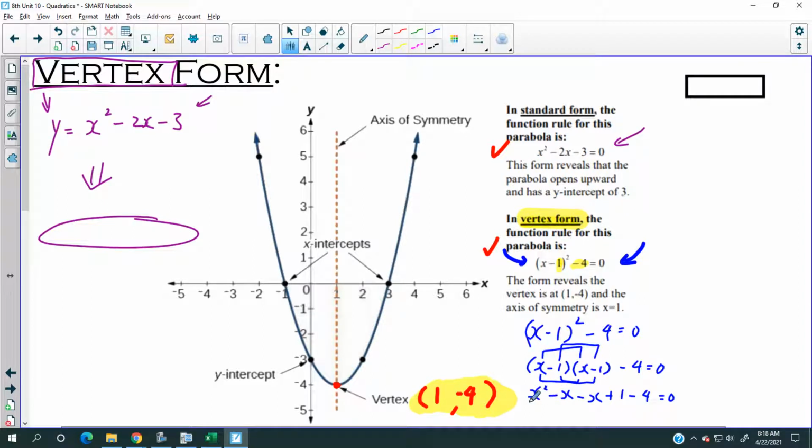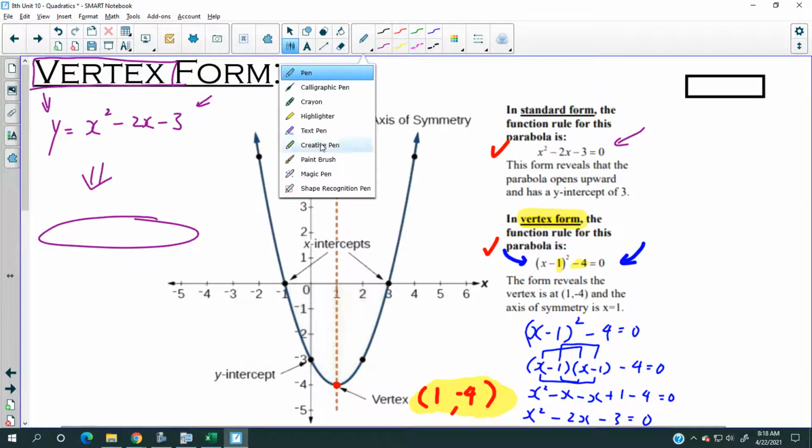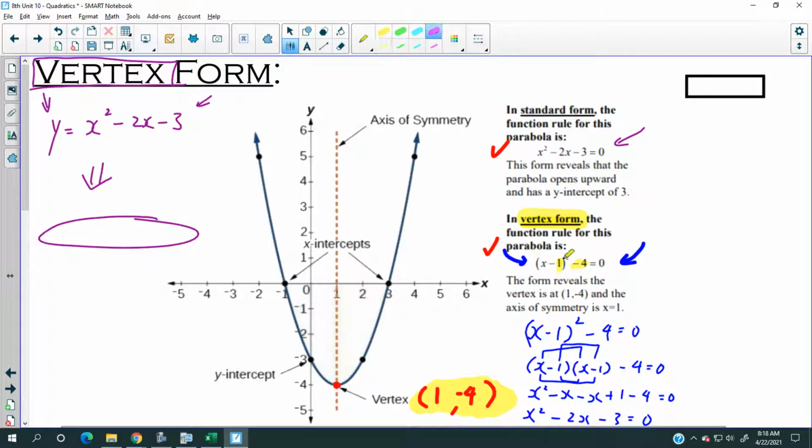Now, here I got x squared, negative x minus x. Combine like terms, that's -2x. 1 minus 4, that's -3. Oh, look. Where's my highlighter? Oh, look. Same thing. See that? Same exact thing. This and this, they're the exact same thing.